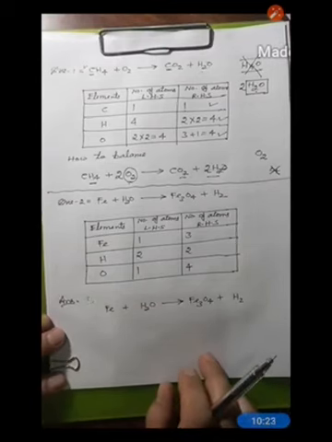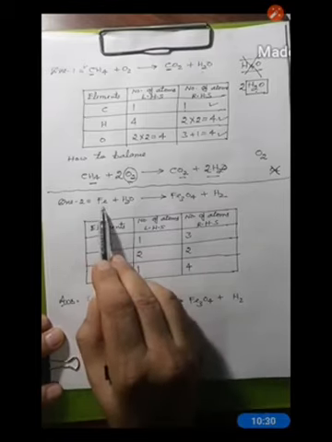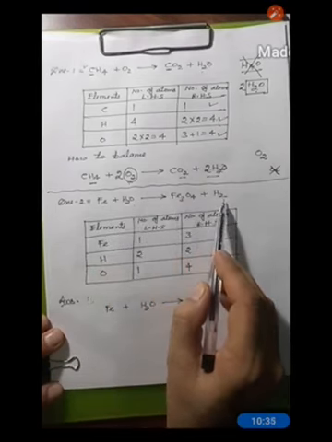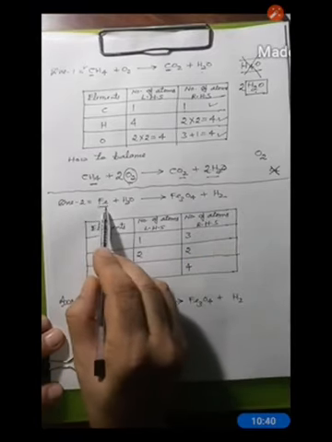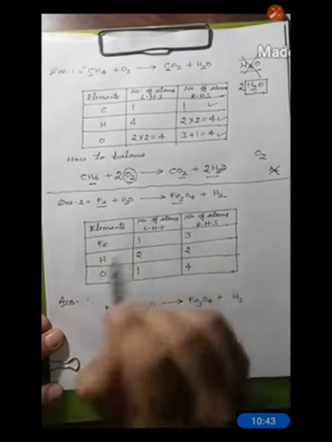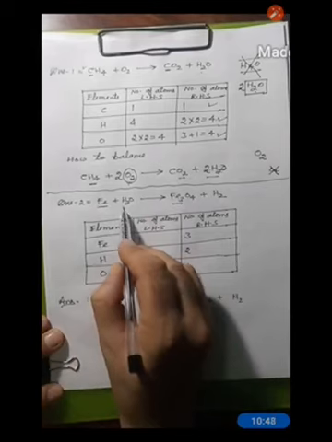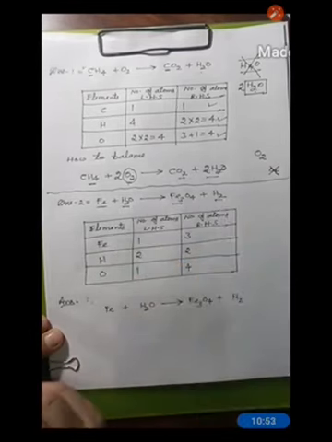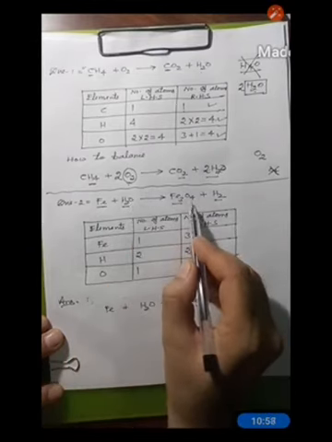Now I take another example to balance an unbalanced chemical equation, which is given in your NCERT book also. See the example: Fe plus H2O gives Fe3O4 plus H2. First check whether it is balanced or unbalanced. This side only one atom of iron is there, and this side 3 atoms are there. The number of iron atoms is unbalanced. Hydrogen: left hand side 2 atoms, right hand side 2 atoms, balanced. Oxygen: this side 1 and this side 4, unbalanced.